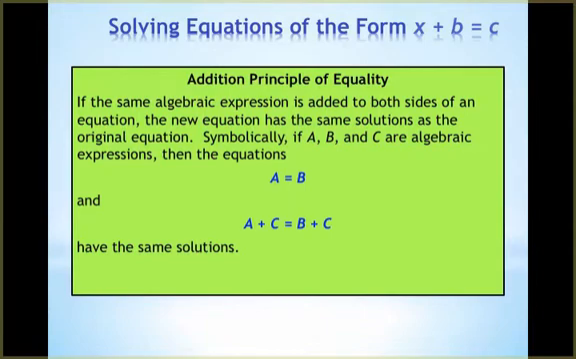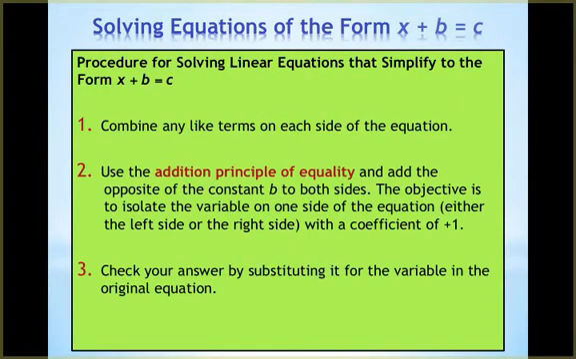To solve equations of the form x plus b equals c, we're going to use what's known as the addition property or principle of equality. It says that if some algebraic expression is added to both sides of an equation, the new equation has the same solution as the original. So again, if A, B, and C are algebraic expressions, then if we have the equation A equals B, then the equation A plus C equals B plus C has to have the same solutions.